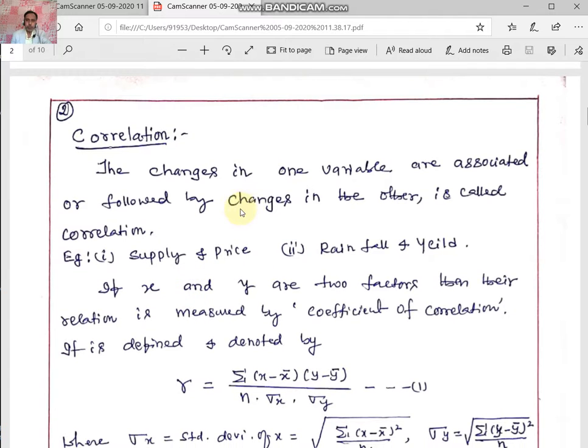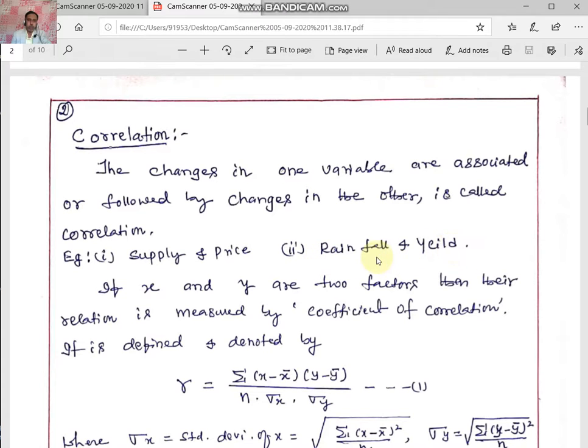Now, correlation. Suppose there are two variables; the changes in one variable being associated with or followed by changes in the other variable is called correlation. Some examples have been given: supply and price, rainfall and yield. You might have seen in the market, if supply is more, then price will be less. If supply is less, price will be more. Means what? If one increases, another decreases. If one decreases, another increases. This is one example, supply and price.